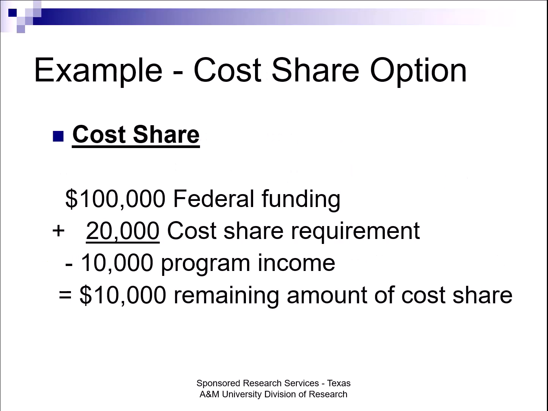This is an example of the cost-share option. In this example, the amount of federal funding was $100,000, with a requirement of $20,000 for cost sharing. The recipient was able to earn $10,000 of program income. This was able to be used toward the cost sharing requirement, which reduced the remaining amount of cost sharing to $10,000.